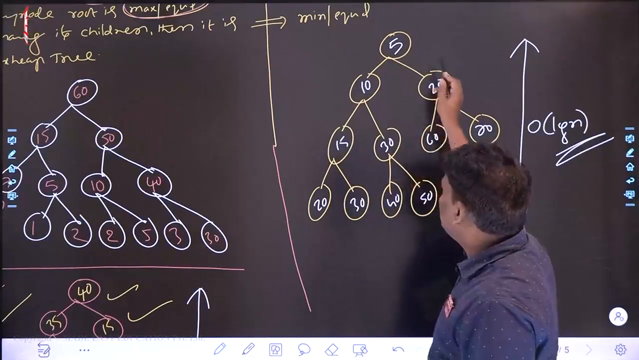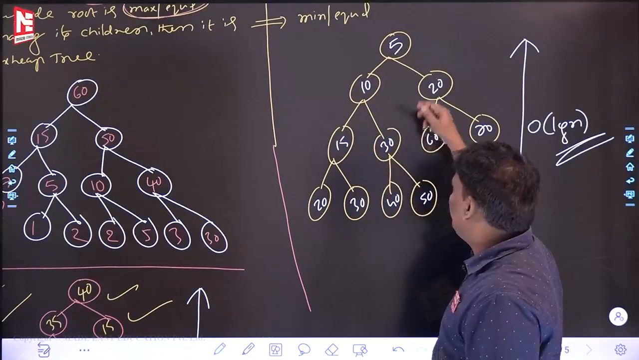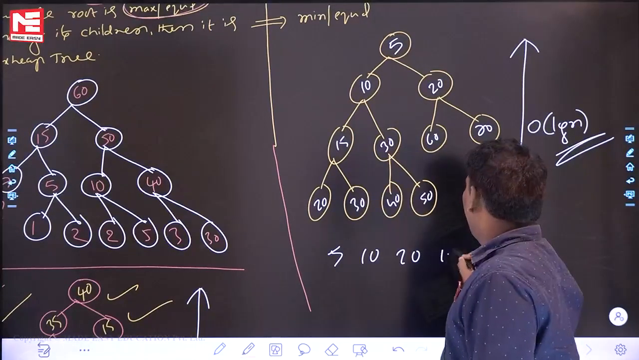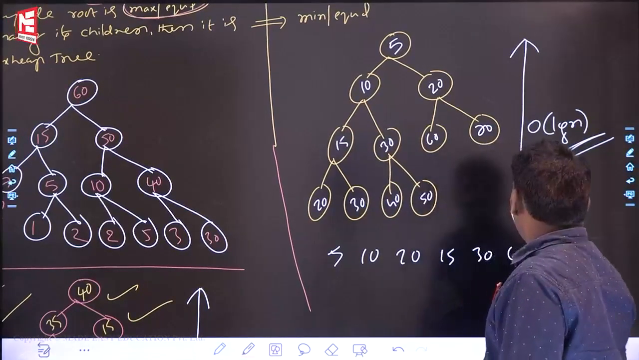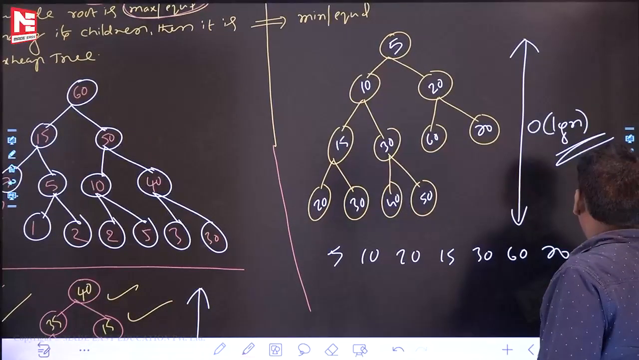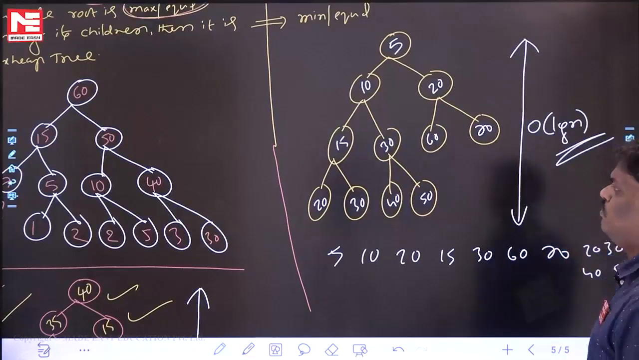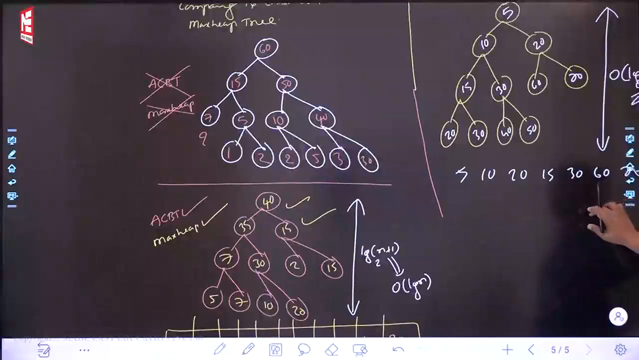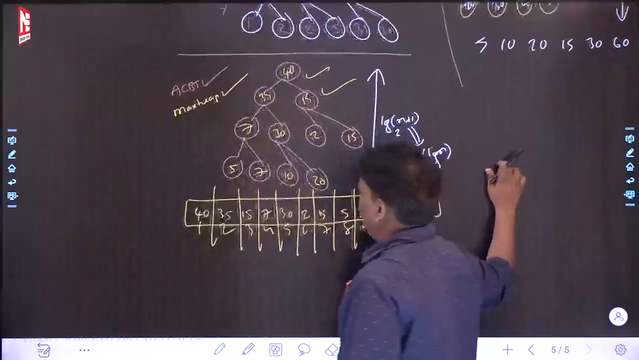Can you help me now? Inside the computer, how will it be stored? In the form of an array, can you store it? 5, 10, 20, 15, 30, 60, 70, 20, 30, 40, 50, right, like level by level you store. I am thinking you are okay.